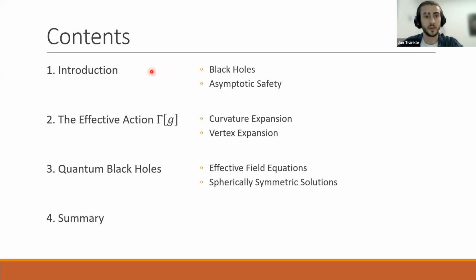So I'll start with a brief introduction on black holes and asymptotic safety in general, just to set the stage. Then I will talk about the effective action, gamma, and present you two expansion schemes, namely the curvature expansion and the vertex expansion. And in particular, I'll show you how to relate these two expansion schemes.